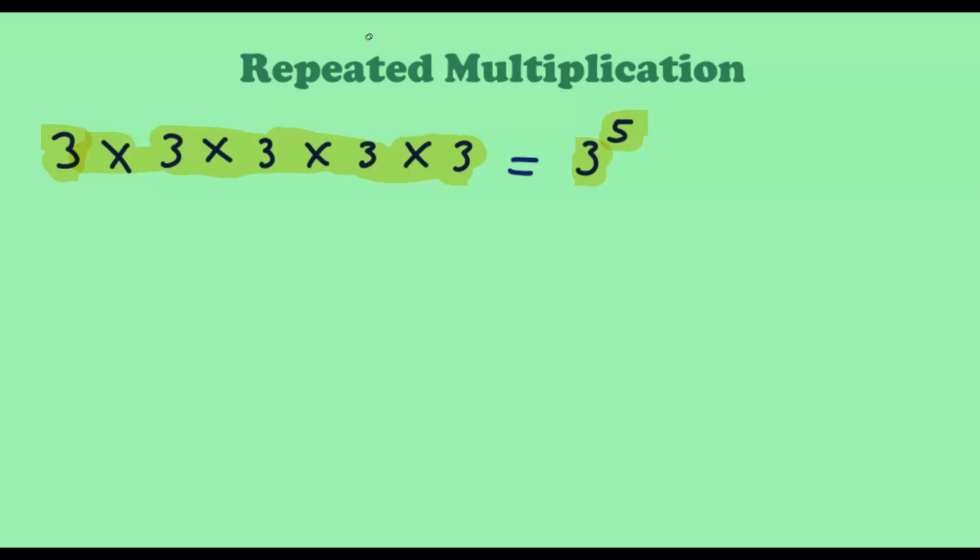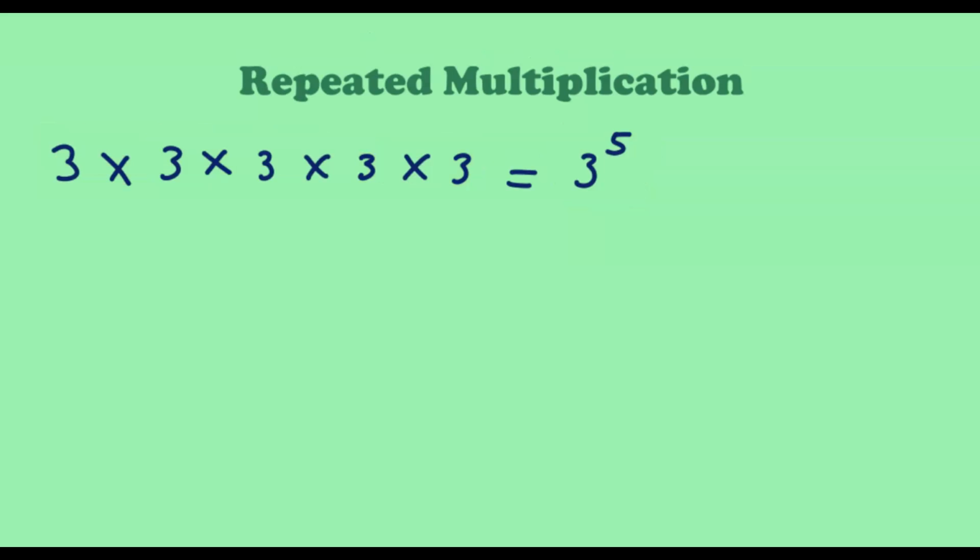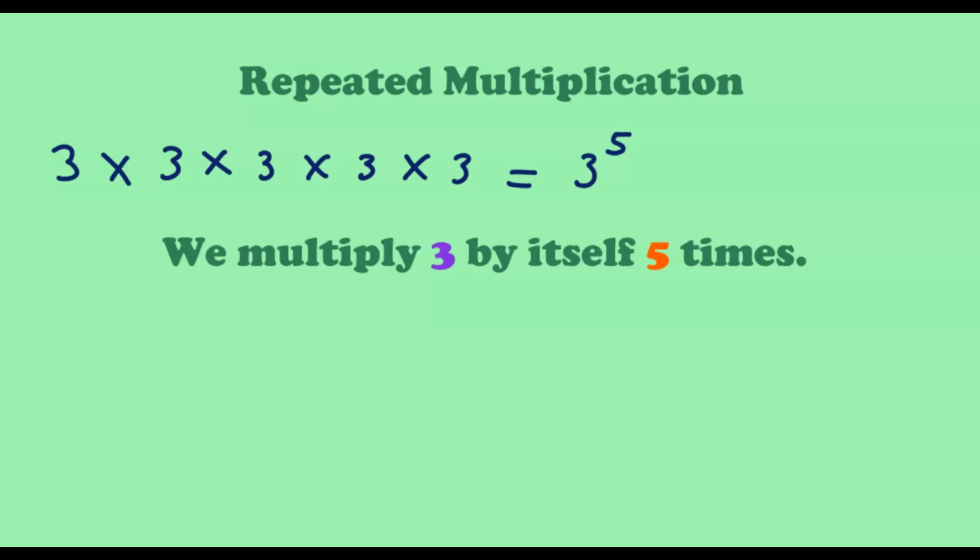We can write this multiplication in a shorter way, like this, and we read that as 3 to the 5th power or 3 to the power of 5. So if we multiply 3 by itself a total of 5 times, then we write it as 3 to the power of 5. And here we call this number over here the base, and we call this number over here the exponent. And 3 to the power of 5, this entire expression is called an exponential expression.